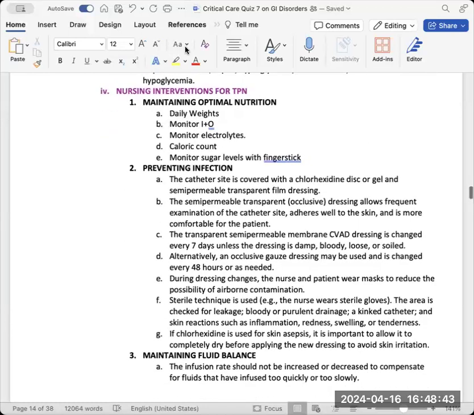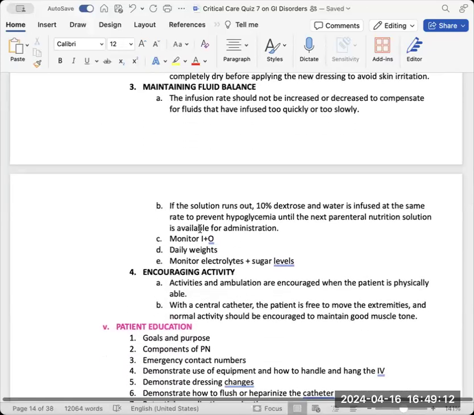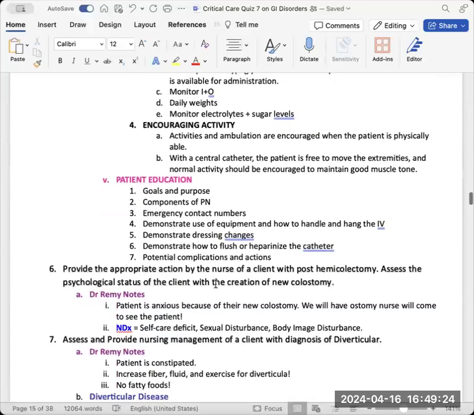So yeah, we have to think about things for the TPN, like maintaining nutrition. Always we want to look at the electrolytes, the I&Os, daily weights based on what's in it, and finger sticks. We know that this is a central line, so we need to have sterile technique with occlusive dressings, using chlorhexidine to clean it, which is antibacterial, and making sure that during dressing changes the patient wears a mask and we wear a mask. And we want to maintain their fluid balance, right? Same thing: daily weights, I&Os, electrolytes, and making sure that we don't change the infusion too quickly, such as increasing it too much or decreasing it too much, because that could also cause problems.